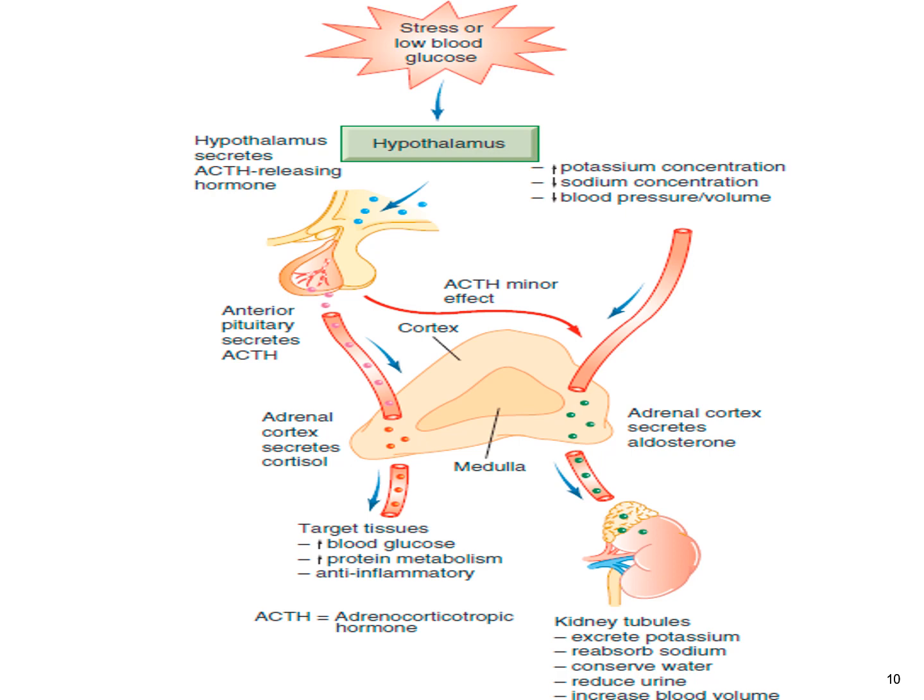Aldosterone and cortisol are controlled by the adrenocorticotropic hormone, ACTH, the releasing hormone from the hypothalamus, and ACTH is secreted by the anterior pituitary.